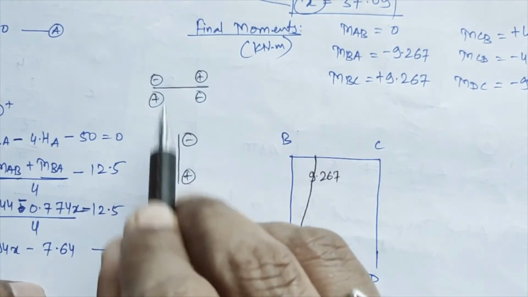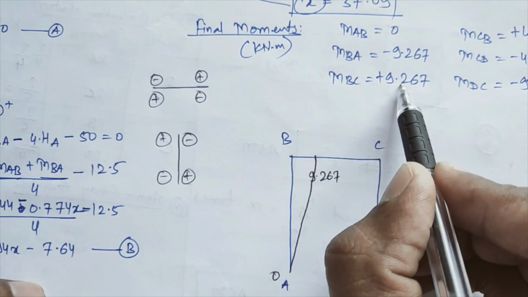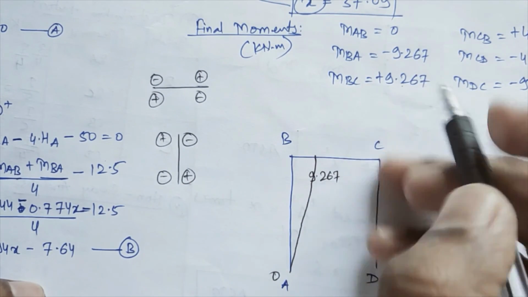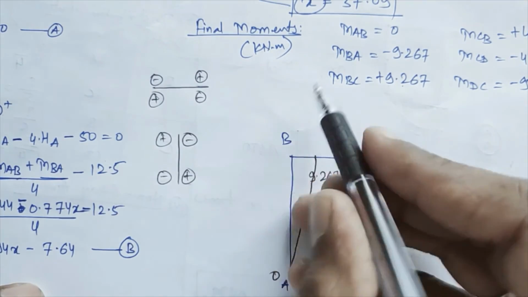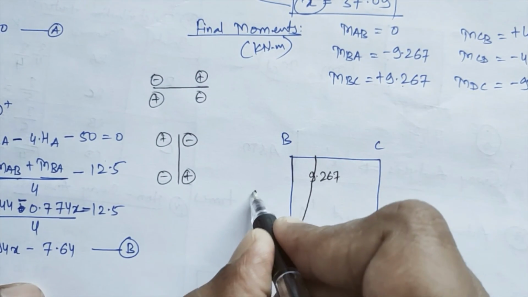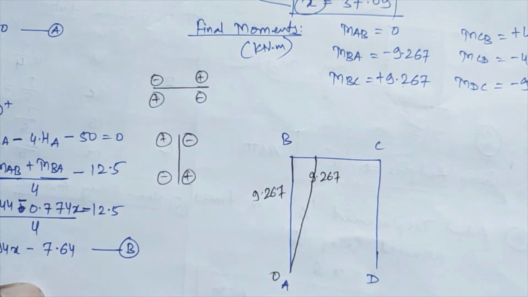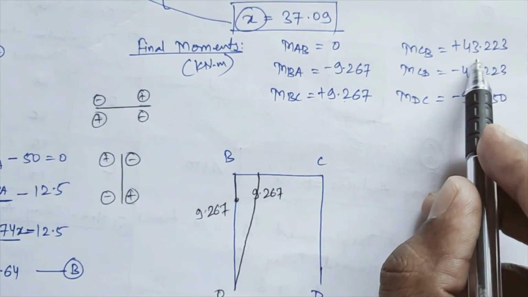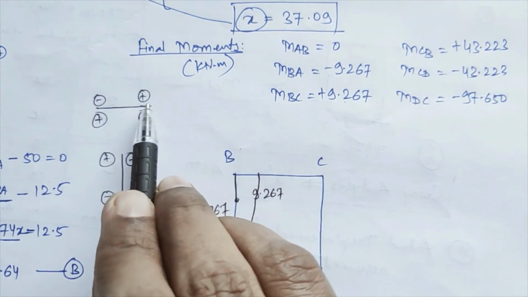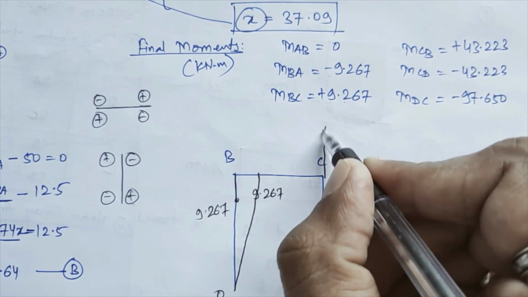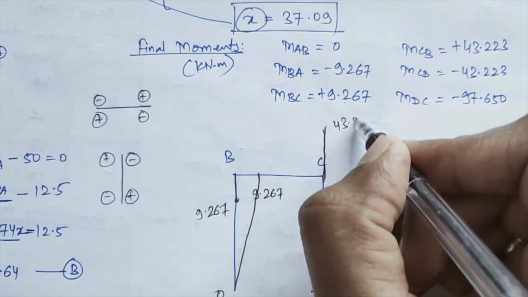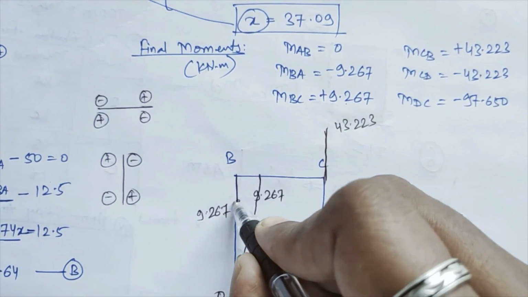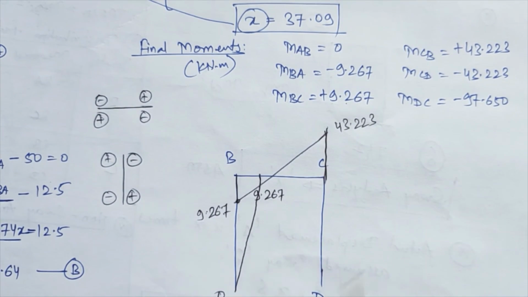Next for member BC, here I am having plus 9.267, so positive, it will be plotted on downward side, 9.267, somewhere here. Then for CB I am having that moment value equal to 43.223, positive, so it will be plotted on upward side. So again you have to join these two points by a straight line.